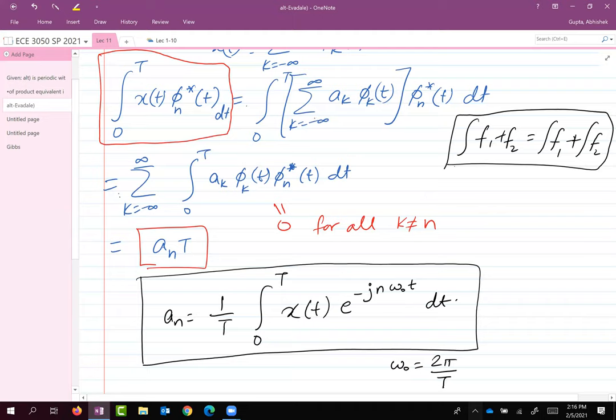Okay, so because the integral is additive, I can take the summation outside. Of course, this is an infinite summation, so you have to do it with some care, but in this case we can do it because we are in a nice situation. We satisfy all the Dirichlet conditions and all that stuff. Therefore, this interchange of integral with summation is justified. And then we are just using the fact that phi k(t) and phi n(t) are orthogonal signals for all k not equal to n. And so the entire summation turns out to be equal to a_n T. That allows me to compute a_n as a function of the signal and the complex exponential signal, e raised to minus j n omega naught t.